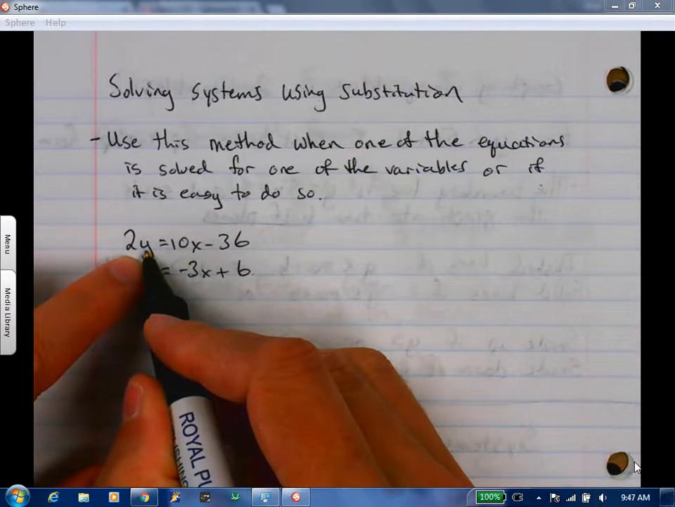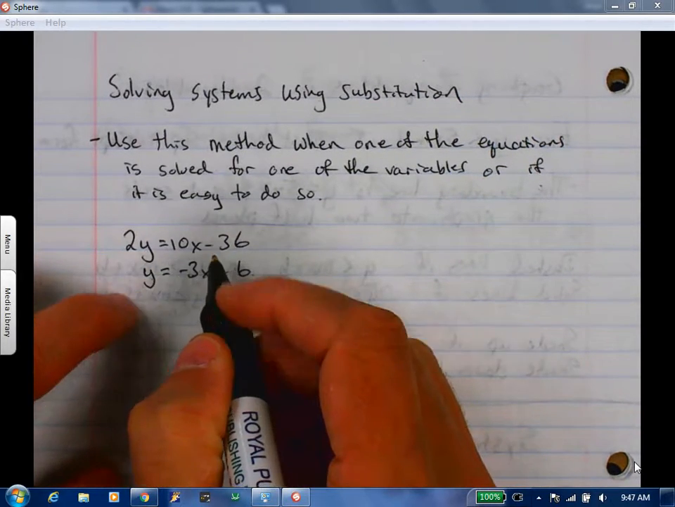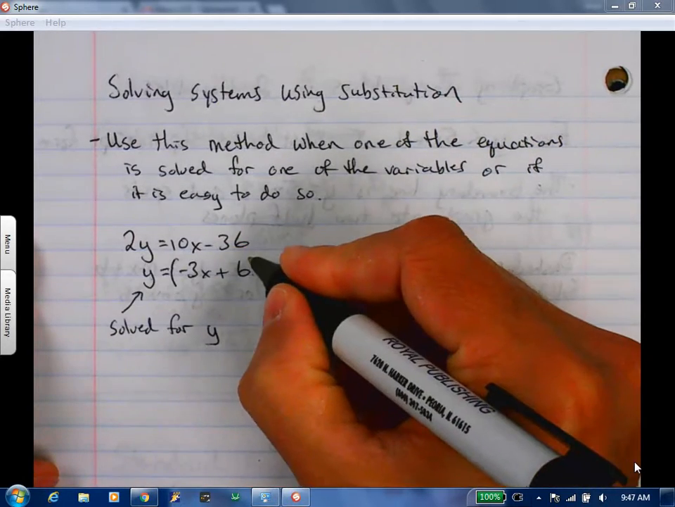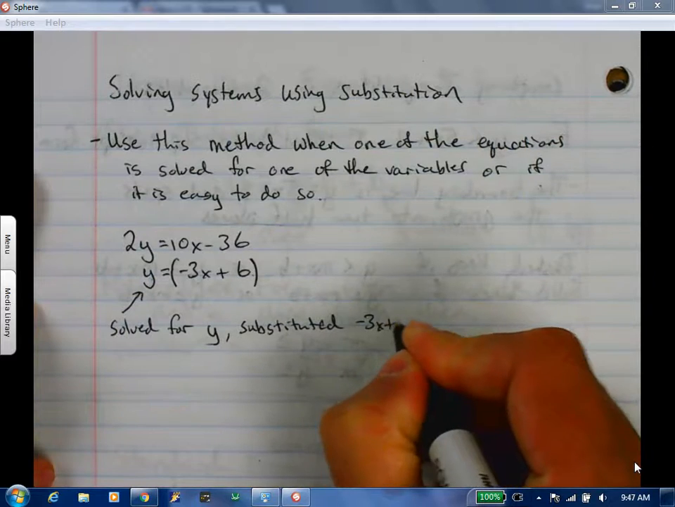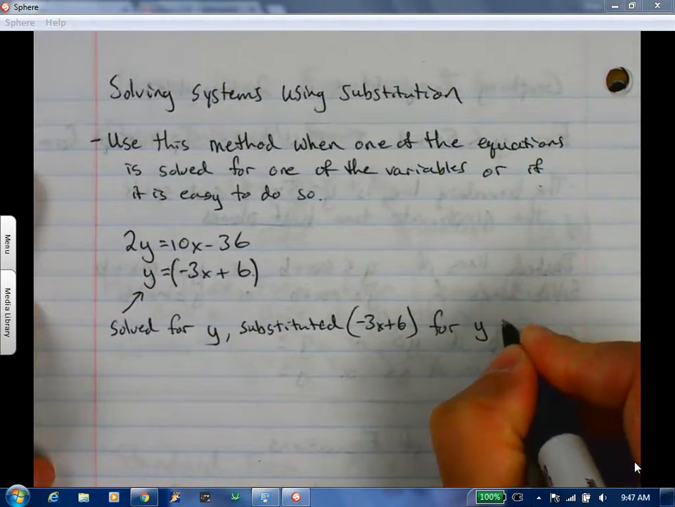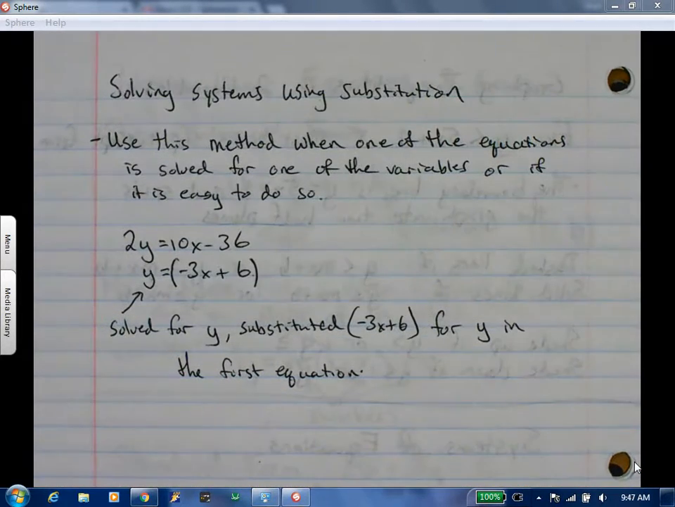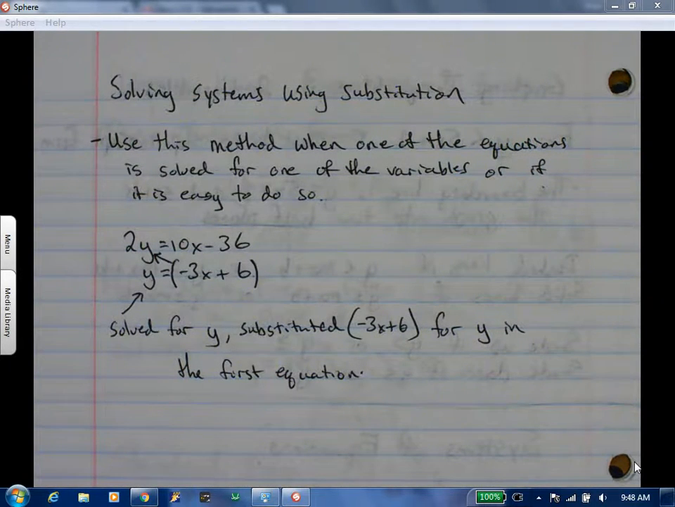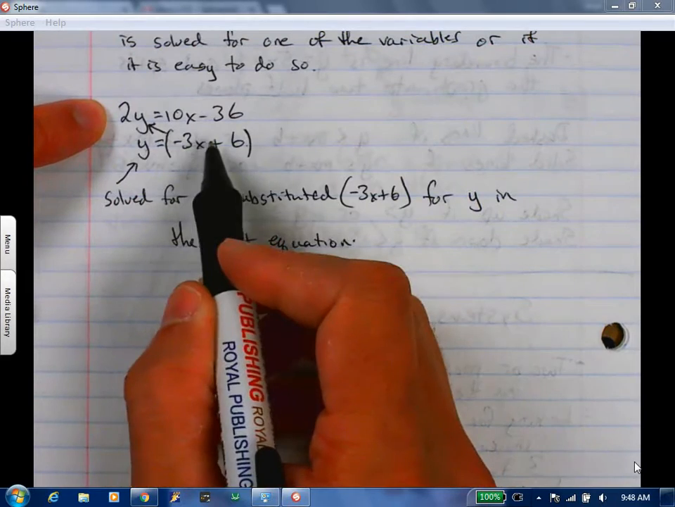So I'm going to put parentheses around what y equals, and we're going to substitute negative 3x plus 6, using parentheses, for y in the first equation. We know that y has to equal negative 3x plus 6. We're going to take that and it's going to go for that y right there. Notice the parentheses. We always substitute with parentheses. I have a 2 in front, so I'm going to go 2. Now instead of y, what am I going to write? Parentheses, negative 3x plus 6 equals 10x minus 36.